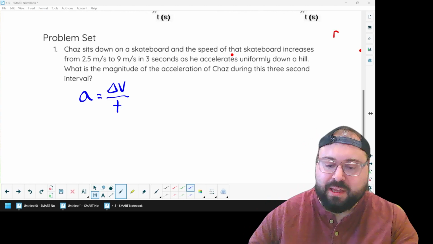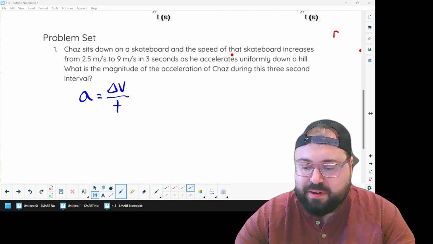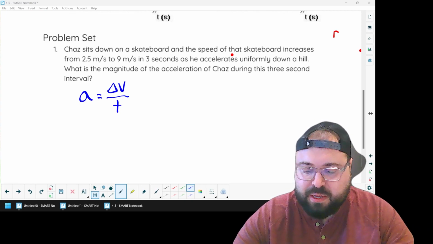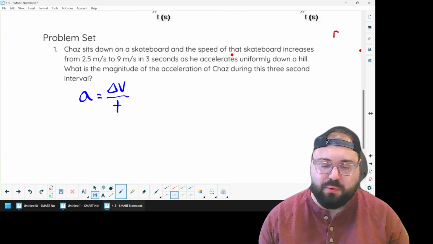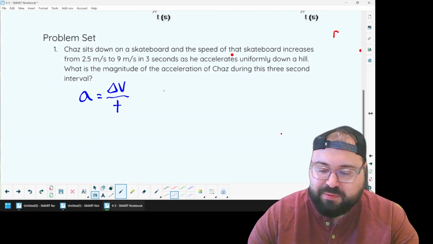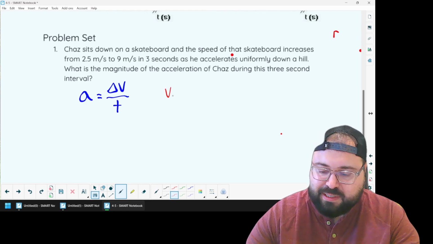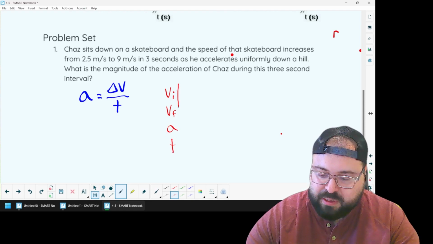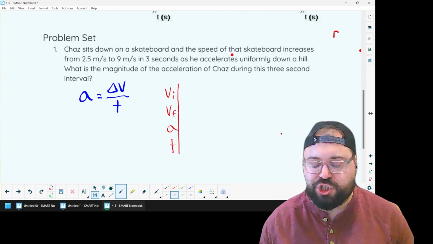And we're back. So in this problem, we have Chaz sitting down on a skateboard, and the speed of that skateboard increases in a period of time. So what we want to do is first list out what we know. Anytime we're solving a problem, what I like to do is list out initial velocity, final velocity, acceleration, and time, and put a bar like this to make a nice, neat chart.